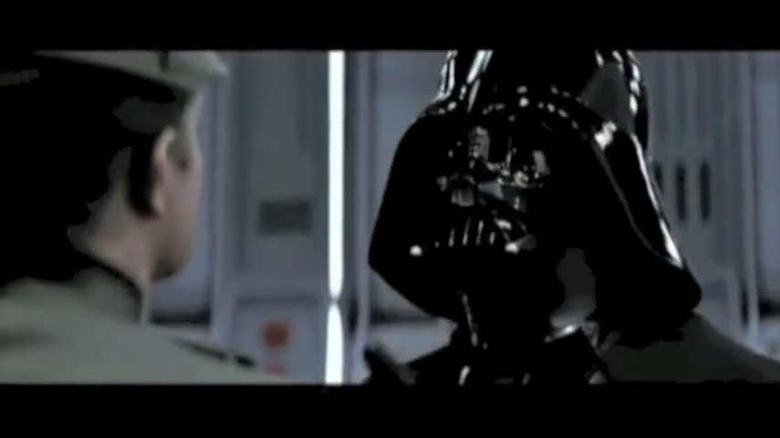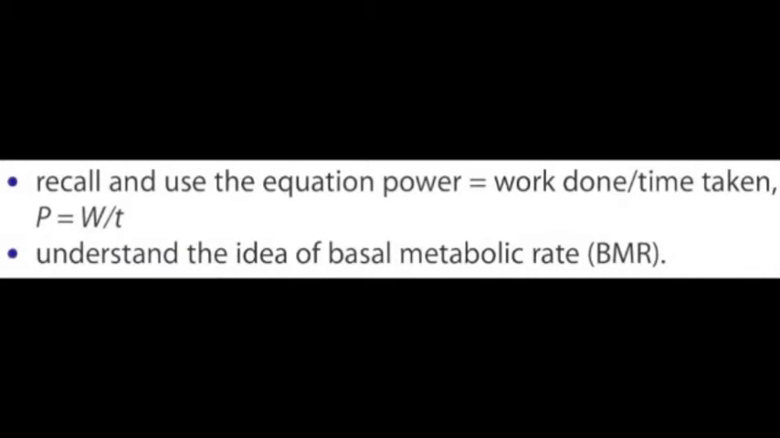Lesson number 2, human power. By the end of this lesson, you should be able to recall and use the equation power equals the work done divided by the time taken, P equals W divided by T, and also understand the idea of basal metabolic rate, or BMR.